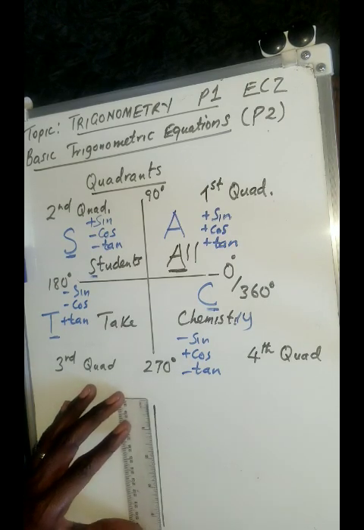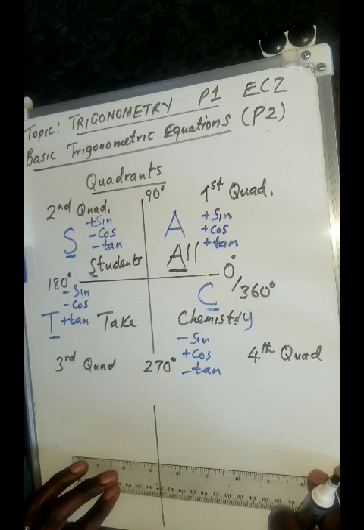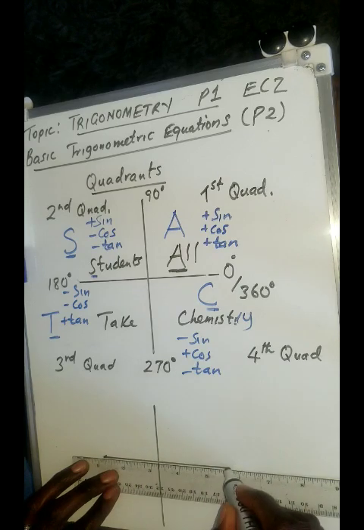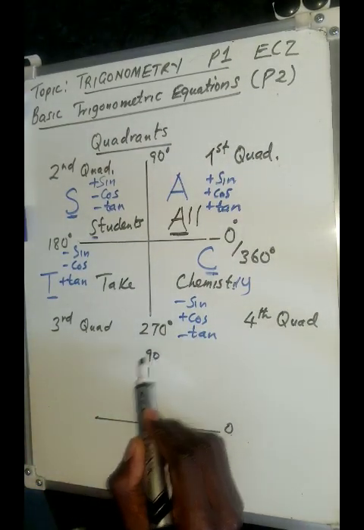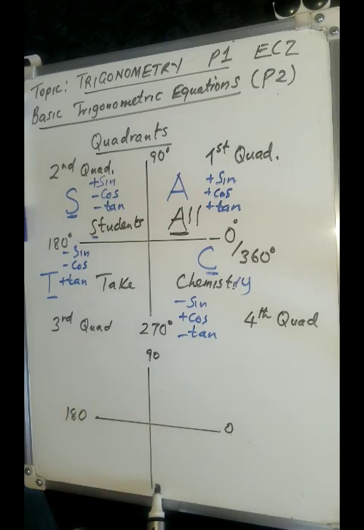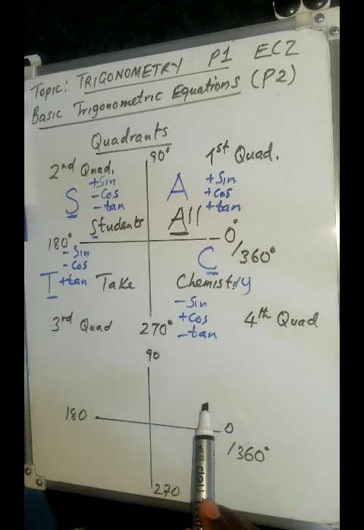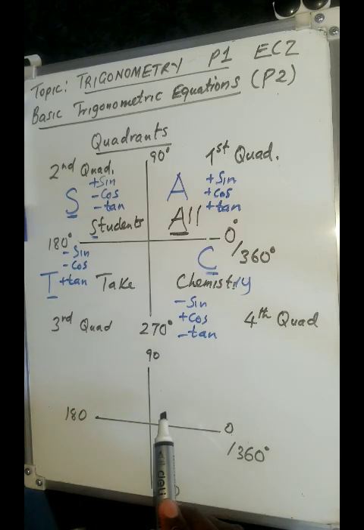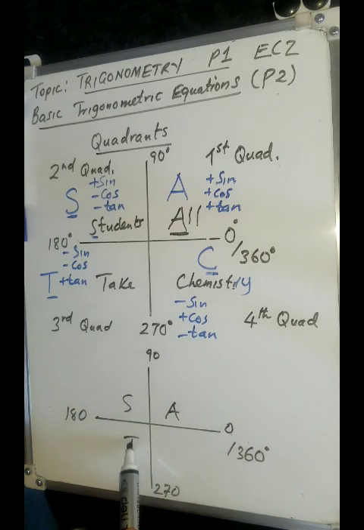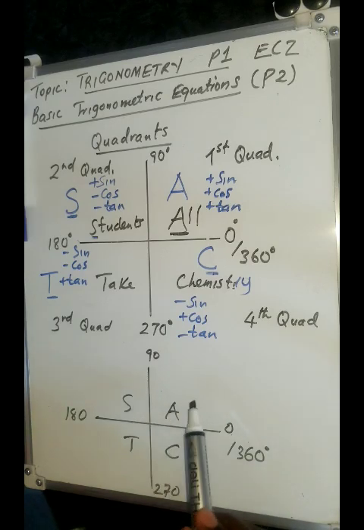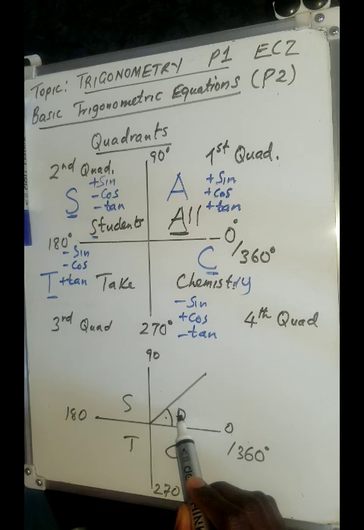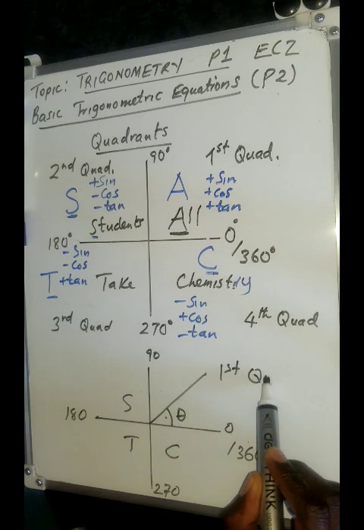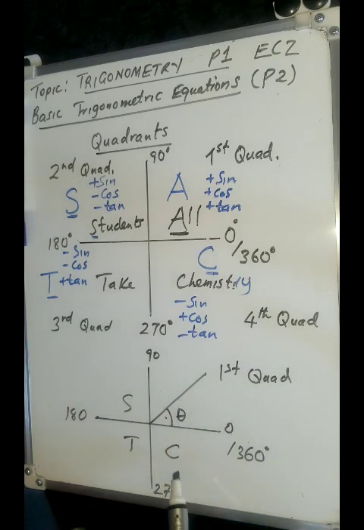We can just again try to draw the quadrant so that I can show you how to get the angle in each of the quadrants that we have. So remember we said 0, 90, 180 and 270, then you come back to 360 degrees. If you want to get the angles in the first quadrant, remember, all students take coffee. If you know the angle in the first quadrant, you can find the angle in the other quadrants.